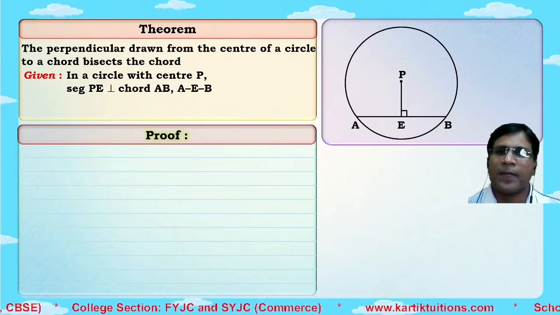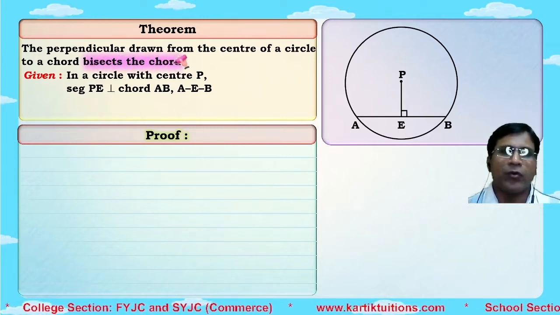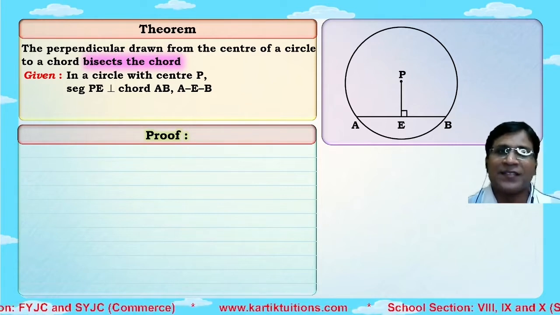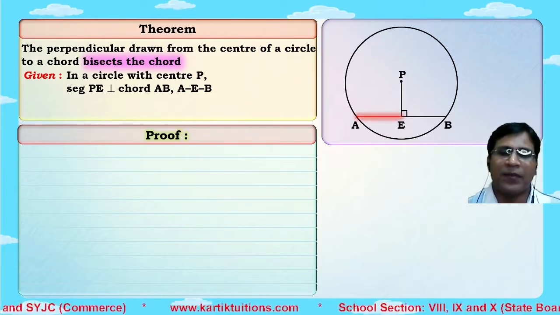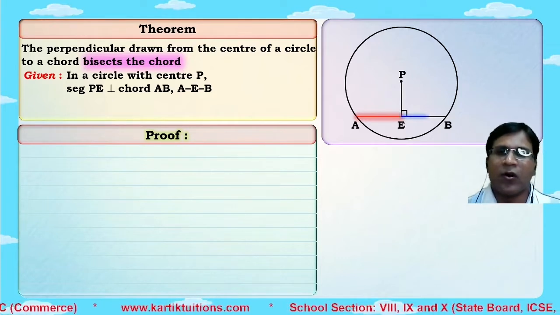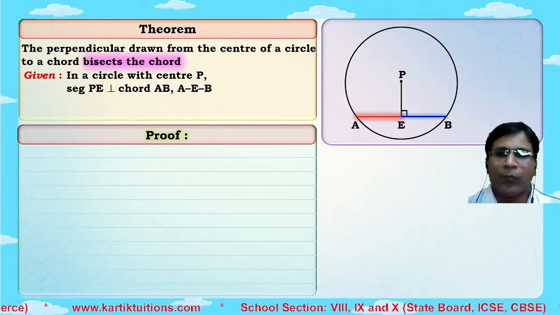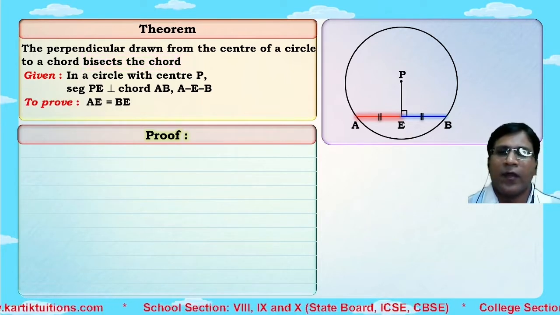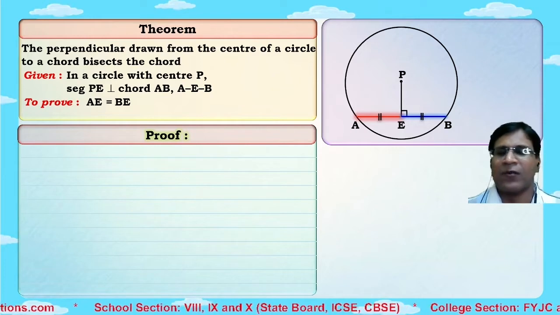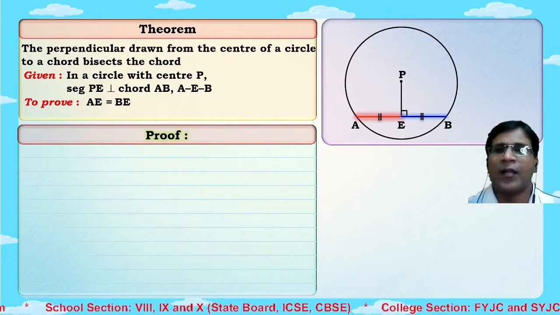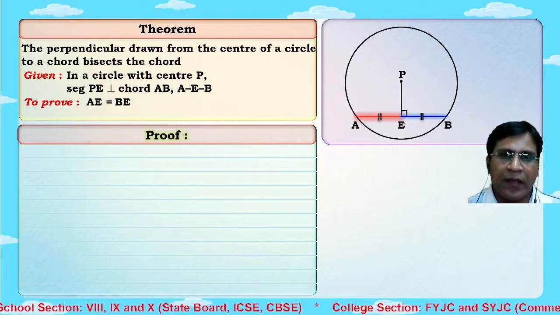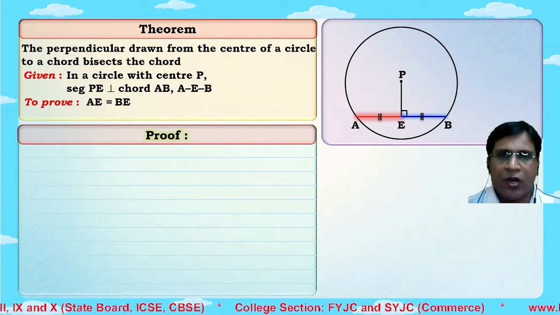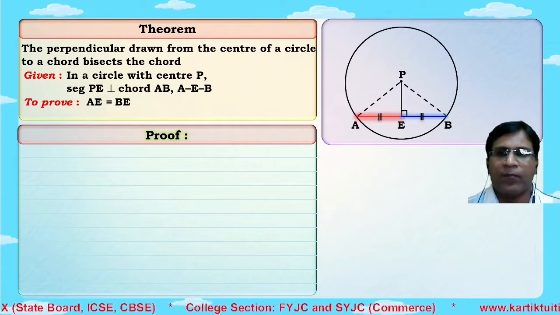Now what are you supposed to prove? You're supposed to prove that this perpendicular drawn from the center of a circle bisects the chord. Now when I say bisects the chord, that means it divides the chord into two equal parts. So you're supposed to prove AE is equal to BE. Whenever we have to prove two things equal or congruent, we generally take the help of triangles. Here the triangles are not there, but we will get the triangles with the help of a small construction. And the construction is: draw PA and PB.